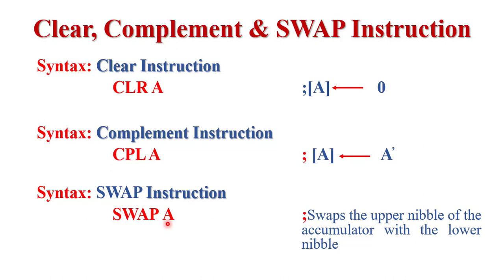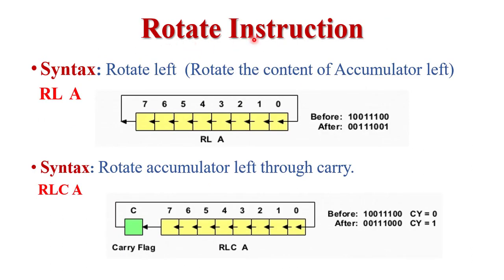4-bit is equal to 1 nibble. So the upper 4-bit is called the upper nibble and the lower 4-bit is called the lower nibble. So this swap instruction swaps the upper nibble of the accumulator register with the lower nibble. Got it?